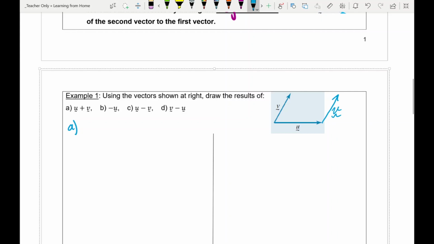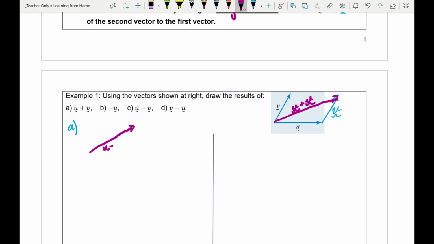So then the resultant is going to be an arrow going from our start to our end point. So this is u plus v. All we have to do is draw an arrow with that same magnitude and direction. So it's going to look something like that. And we can sort of acknowledge our two vectors that constructed it.